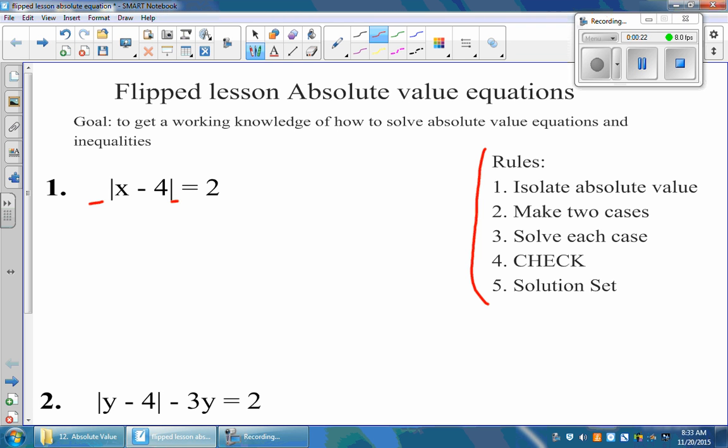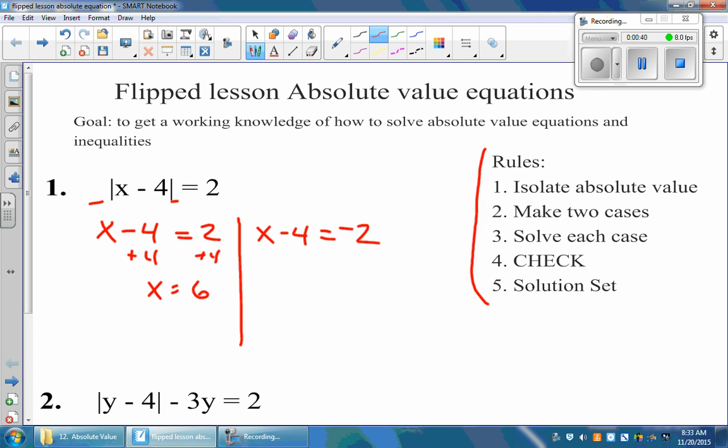If it's already isolated, then you're going to make two cases. What does that mean? In one case, drop the absolute value. The other case, you're going to drop the absolute value and negate what it's equal to. And then you're going to solve both of them.